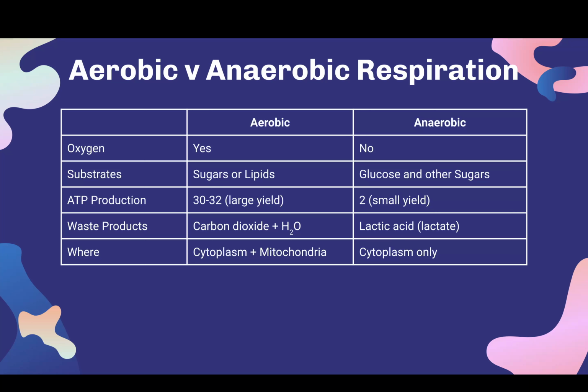Now, aerobic respiration happens both in the cytoplasm and the mitochondria of cells, while anaerobic will only happen in the cytoplasm. Okay, is that a good enough summary of aerobic versus anaerobic?